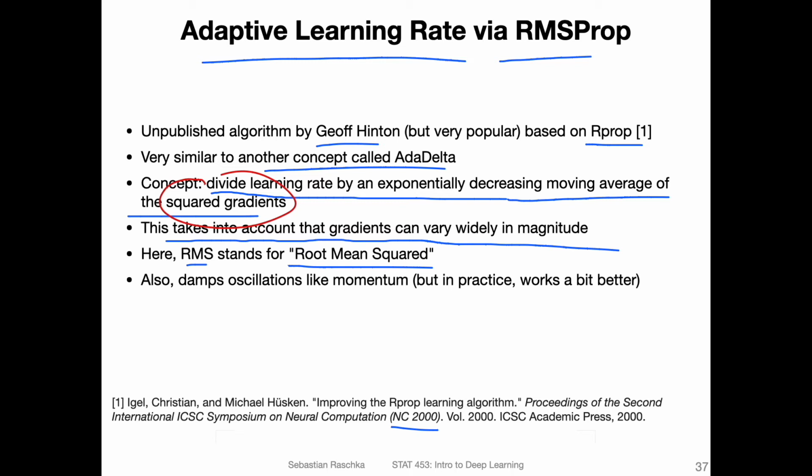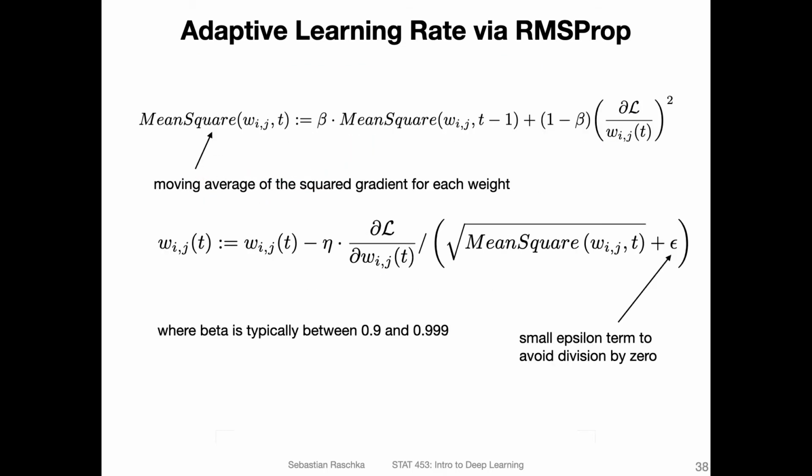And the RMS in RMS prop stands for root mean squared, because it's related to these squared gradients. In addition to the adaptive learning, it also has this dampening effect of the momentum on the oscillations. But in practice, people thought it might work better than using momentum. So this RMS prop, people found, works better than just momentum. But nowadays people use Adam, which is a combination of RMS prop and momentum. Okay, but let's talk about this RMS prop first before we go into the Adam algorithm.